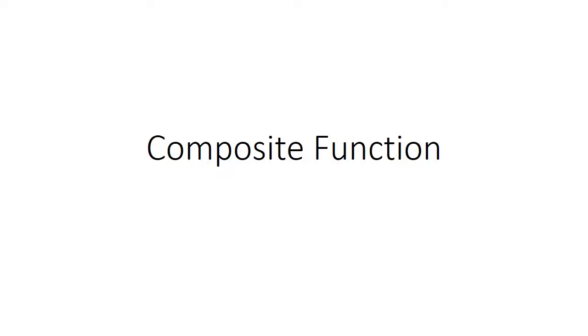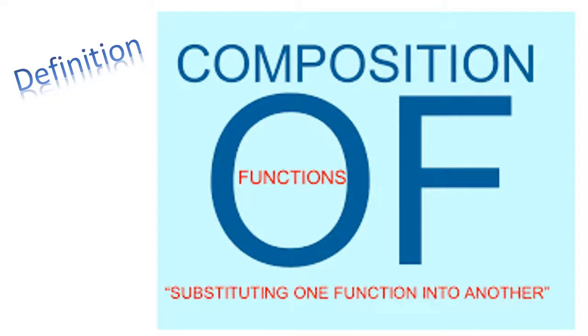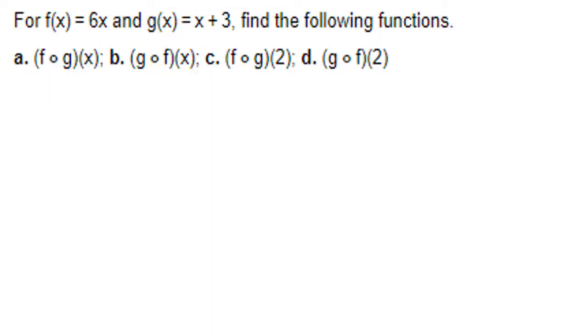There is an additional way to combine two functions. It's called the composite function, or the composition of two functions. Simply stated, the composition of two functions is just substituting one function inside or into another. Let's look at an example of this.